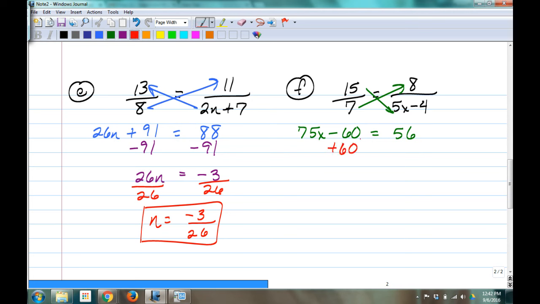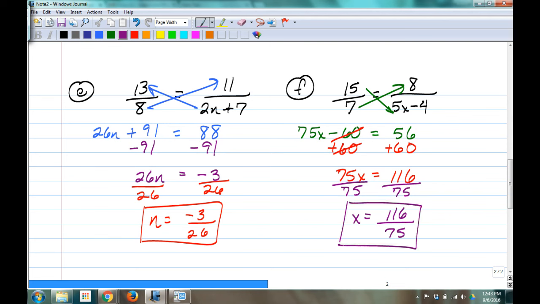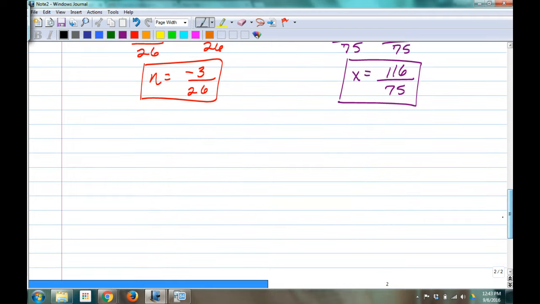Add it to the 56. 75x equals 116. Last step. Divide by 75. Try to reduce that if possible. 116, it's not divisible by 3 or 5. It's divisible by 2, but 75 is not, so it doesn't reduce. Get that as an answer. Okay. Not too bad, not too bad.